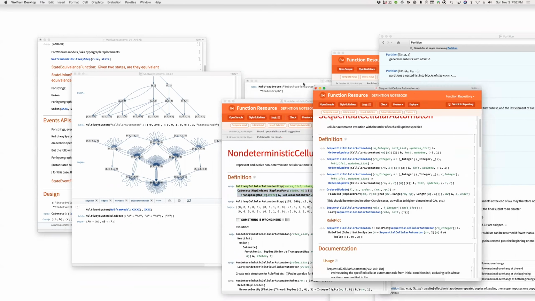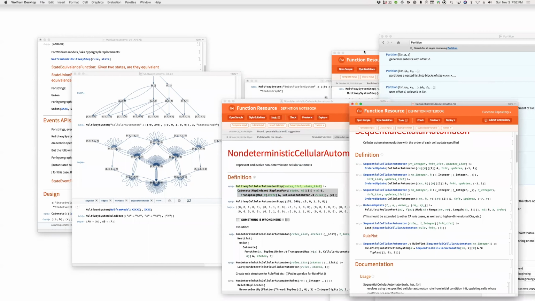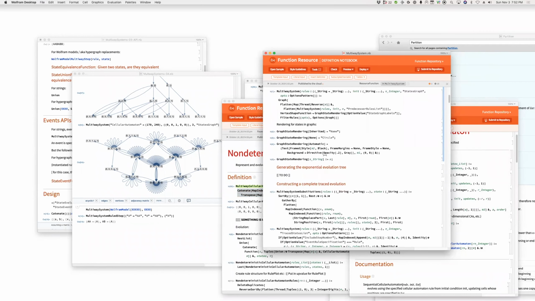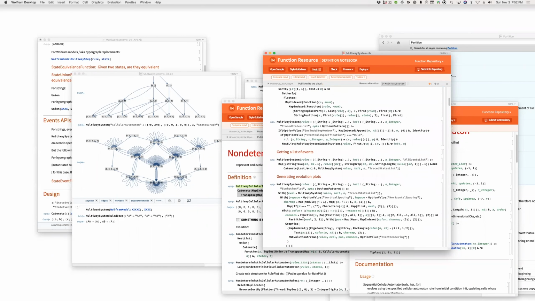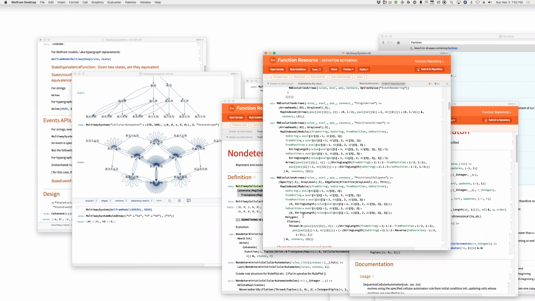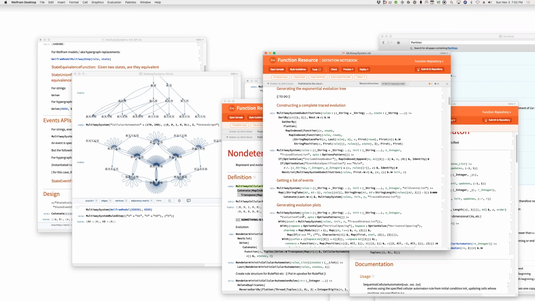Well, let's go on one or two more steps, and then let's go put in the Wolfram model stuff. Okay, constructing a complete traced evolution. Oh my gosh, what's all this stuff? So this is probably the innards of a, okay. All right. So what is a traced evolution? Multiway system substitutions. All right, so let's evaluate this.